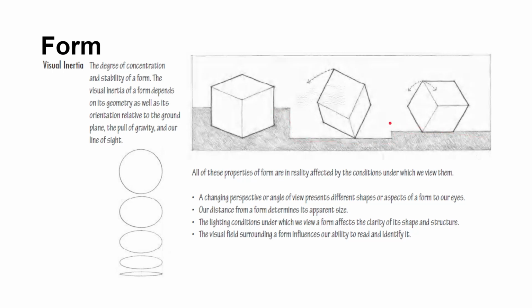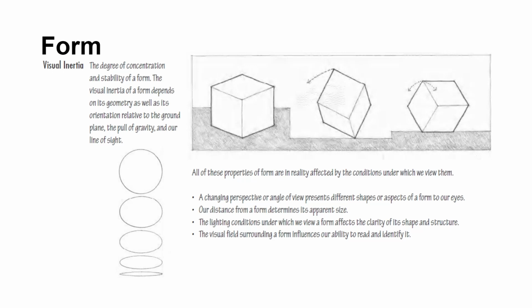With the next one, this is a different view of the stability of the form. This pertains to action. A changing perspective or angle of view presents different shapes or aspects of a form to our eyes. This is where development comes in. Whenever you look at an object, when you turn it around or see it in a different perspective, it actually shows different sides of it, and you have a different visual understanding of it.